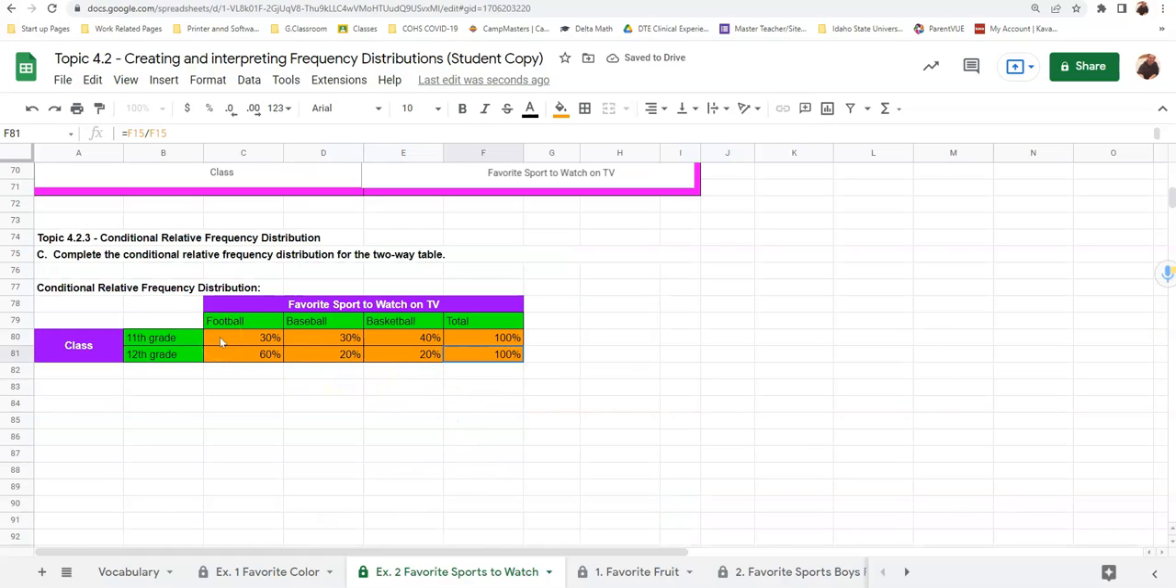Okay, so now that you've tried it, hopefully you found that 33% of the 11th graders like football, 30% of the 11th graders like baseball, 40% of the 11th graders like basketball, and all of the 11th graders are tallied here. And then it's 60, 20, 20, 100 for the 12th graders. And with that, that's how you find conditional relative frequency distribution.